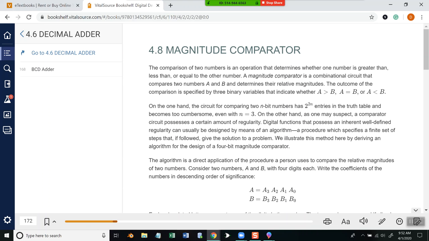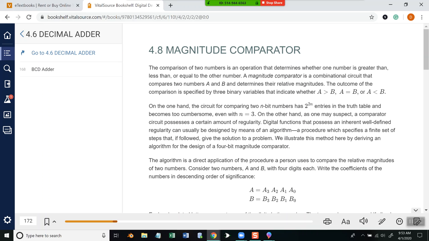Okay. Comparison of two numbers is an operation that determines whether one number is greater than, less than, or equal to the other number. A magnitude comparator is a combinational circuit that compares two numbers, A and B, and determines their relative magnitudes. The outcome of the comparison is specified by 3 binary variables that indicate whether A is greater than B, A is equal to B, or A is less than B. On the one hand, the circuit for comparing two n-bit numbers has 2 to the 2n entries in the truth table and becomes too cumbersome, even with n equal to 3.